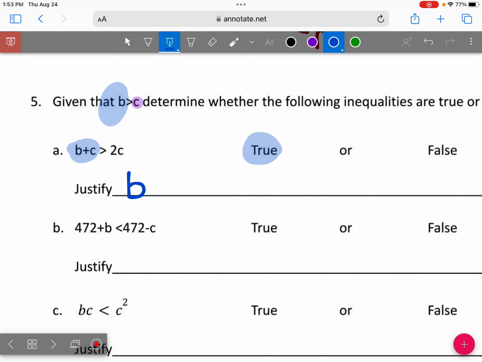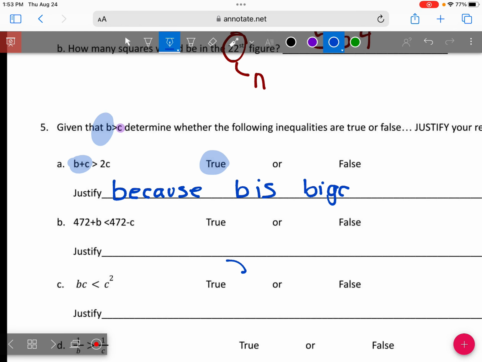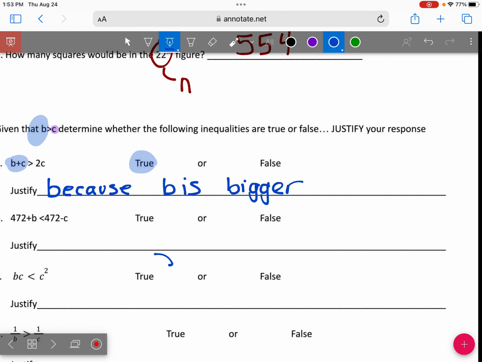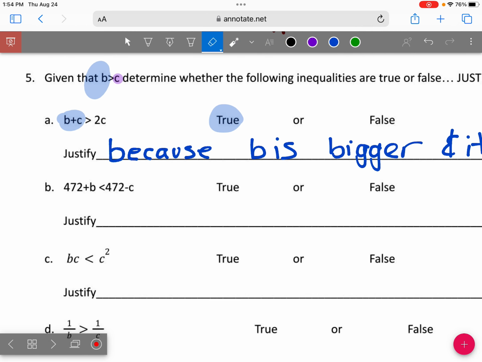And justify can just be because B is bigger. And it's just addition. It's just pluses. That's fine with me for justification. Whatever was in your brain and how we told B was bigger. There's a C on either side. They told us B is bigger. We could have subtracted C from both sides and solved it that way. Okay? Just look at it piece by piece.